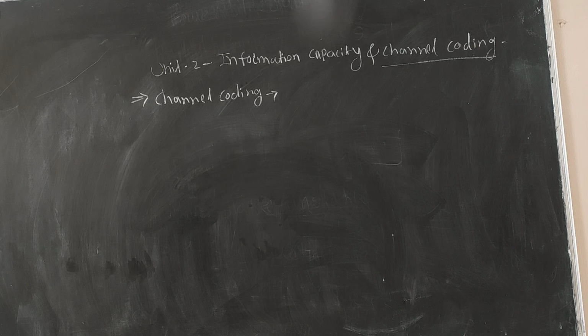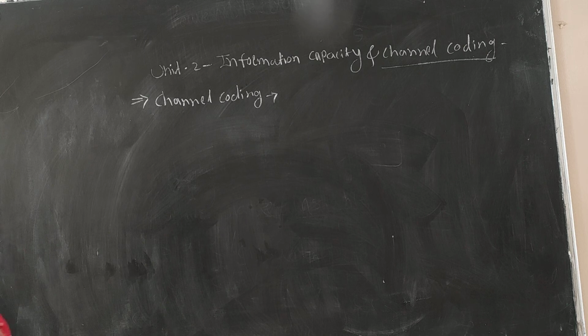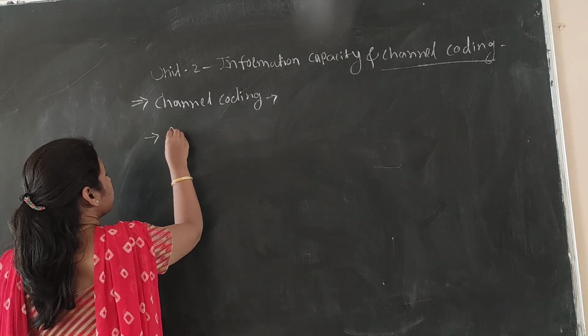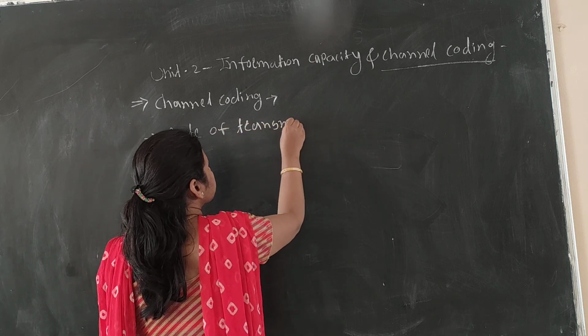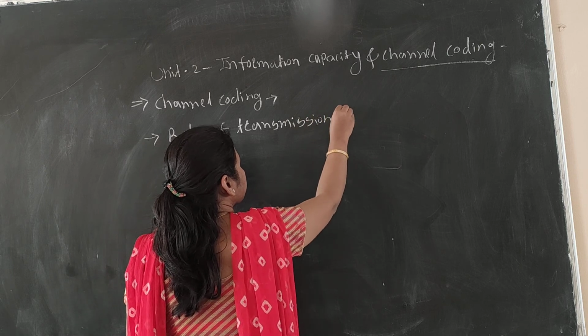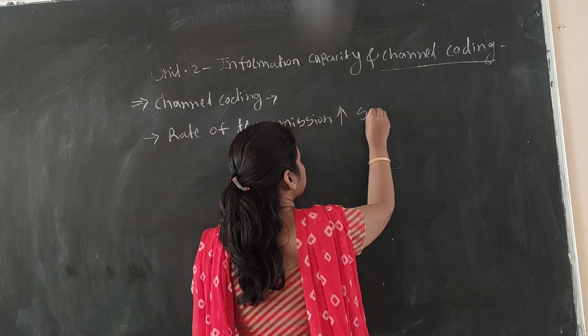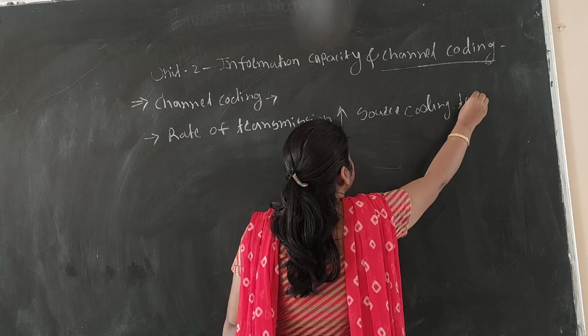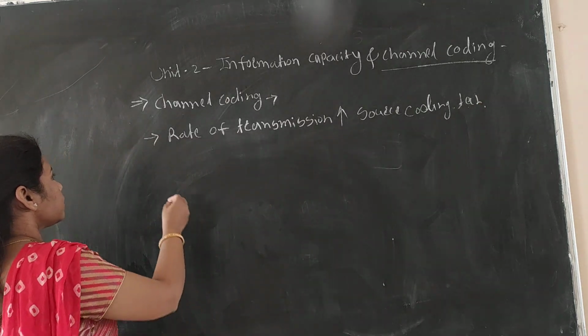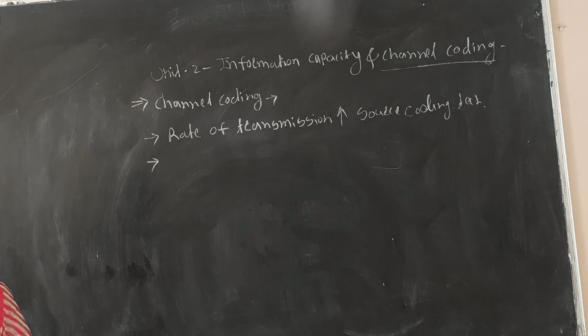Now see, by using source coding techniques we can improve the rate of information transmission. The rate of transmission can be improved by using the source coding techniques. As we have improved the rate of transmission by using source coding, now we have to go for the channel.